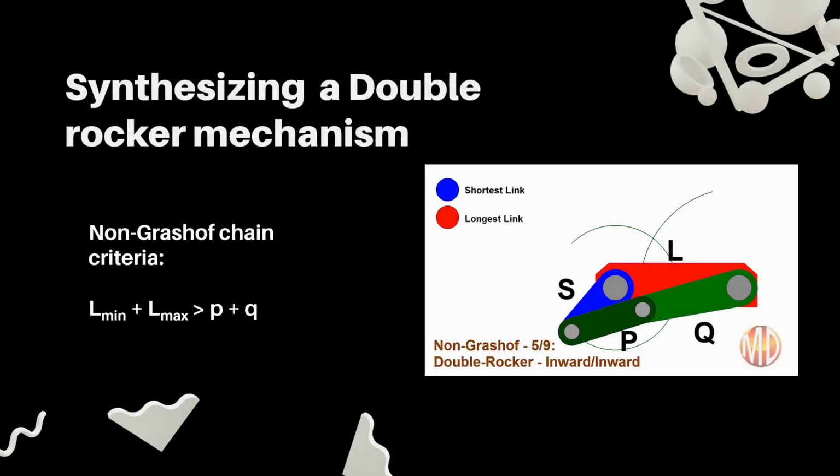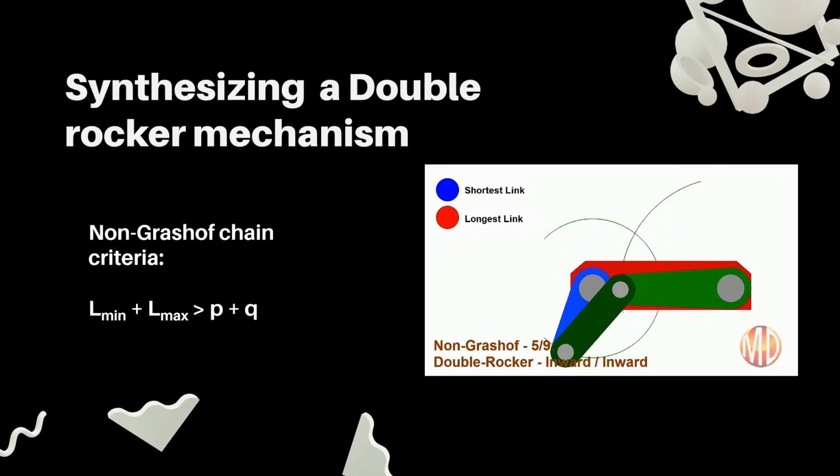So we started designing the basic double rocker mechanism, which is based on the non-Grashof criteria. Therefore, the sum of the lengths of the minimum link and the maximum link is greater than the sum of the lengths of the remaining two links. We have put a short animation so that we can explain the terms that we have mentioned before.